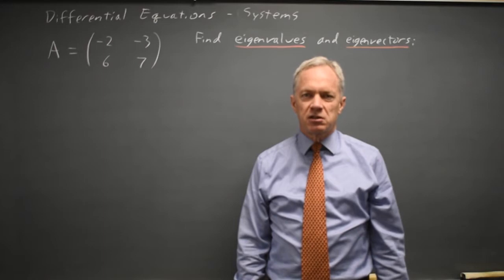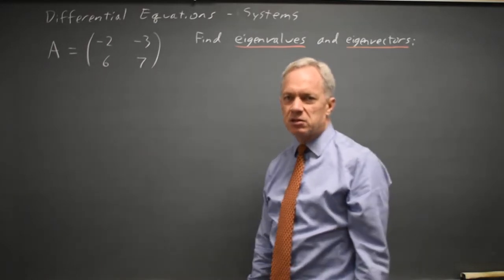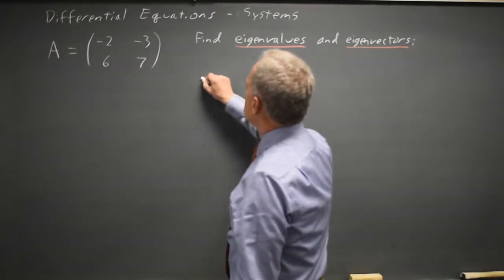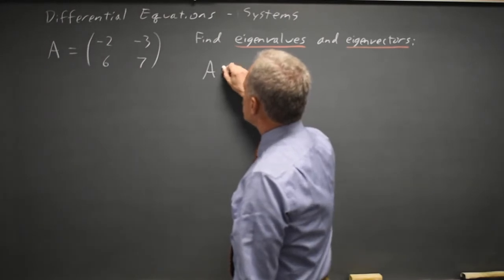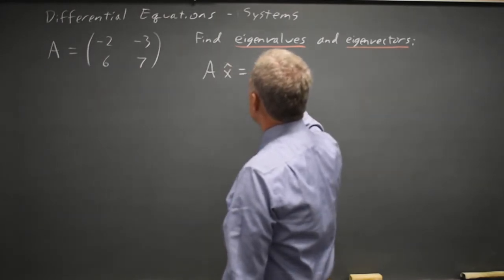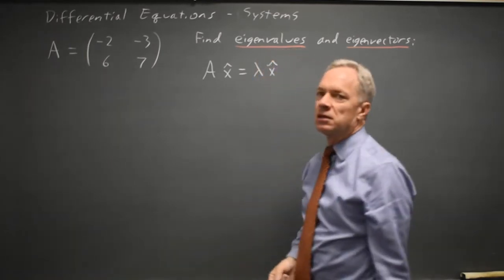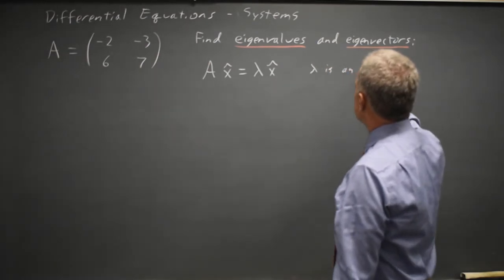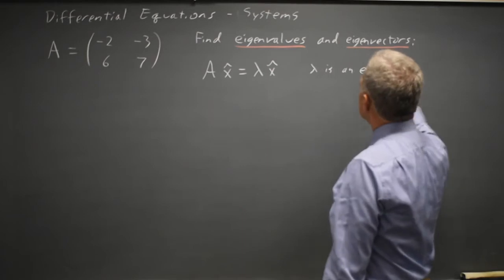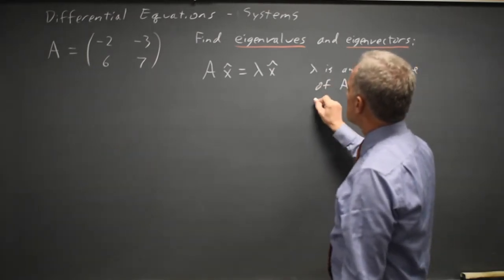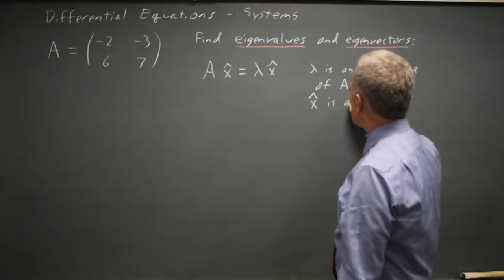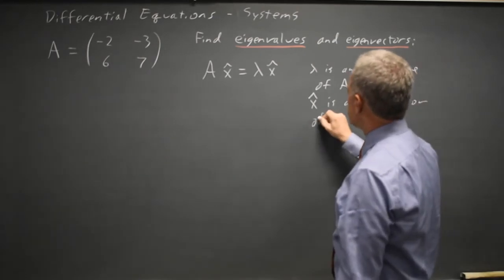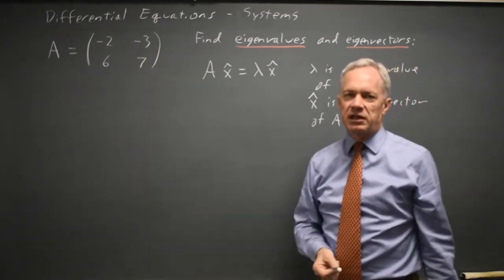In particular, we're starting our look at systems of differential equations, and we start with the definitions of eigenvalues and eigenvectors. If you have matrix A times vector x equals some constant, which I'll call lambda, times the same vector, lambda is an eigenvalue of matrix A, and x is an eigenvector of matrix A and associated with the eigenvalue lambda.